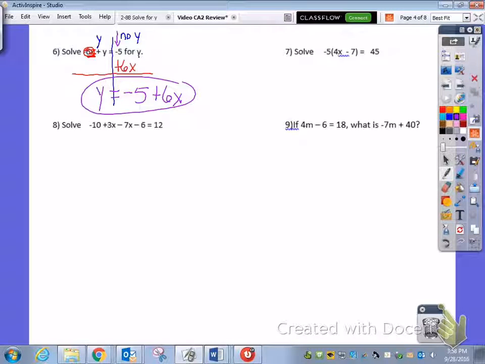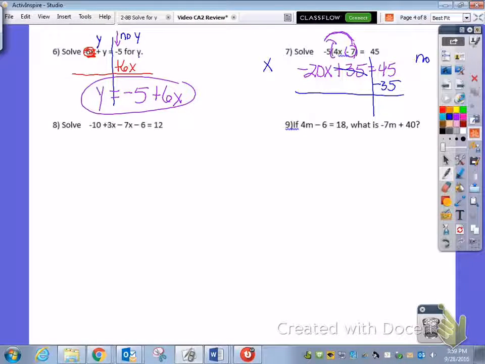Number 7, I see parentheses. When I have parentheses, I have to multiply. So -5 times 4 is -20x. -5 times -7 is a positive 35. And that equals 45. Okay, draw your line. I want x's on the left, no x's on the right. So 35 needs to move. Okay, and so you've got -20x equals 10.